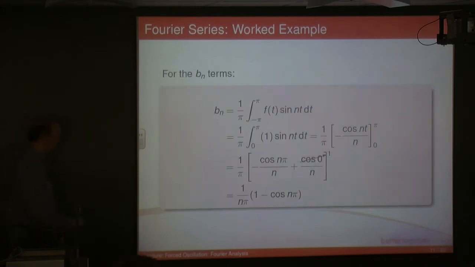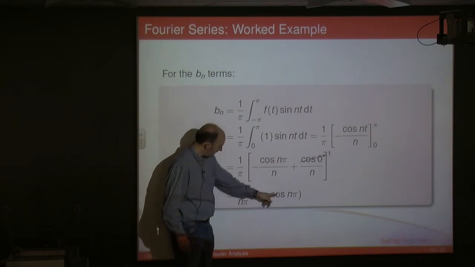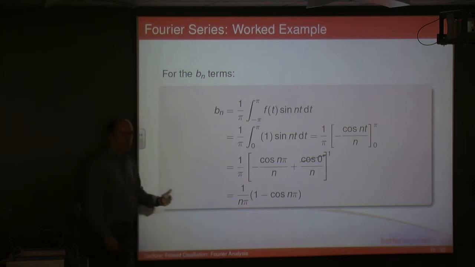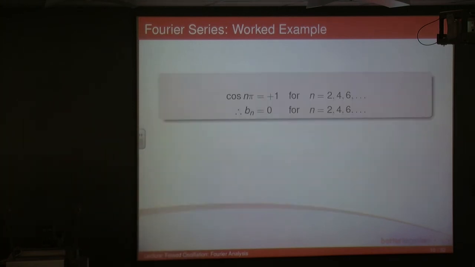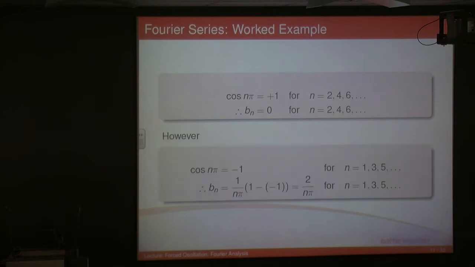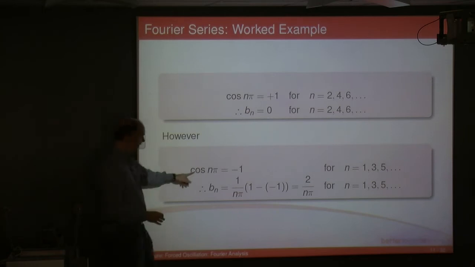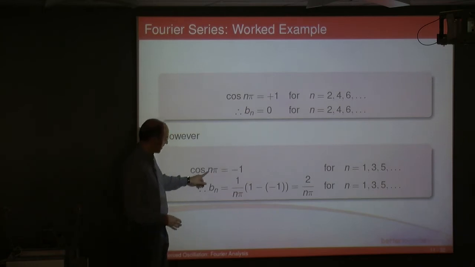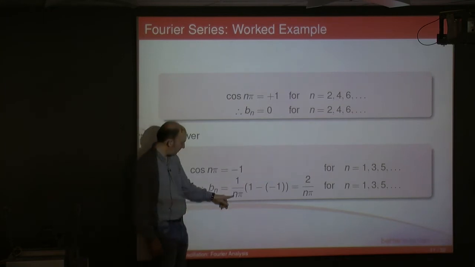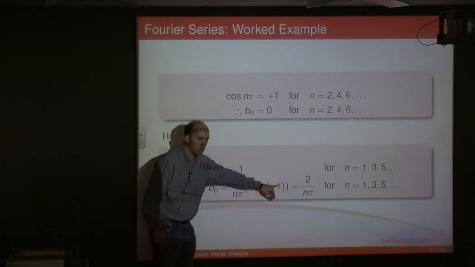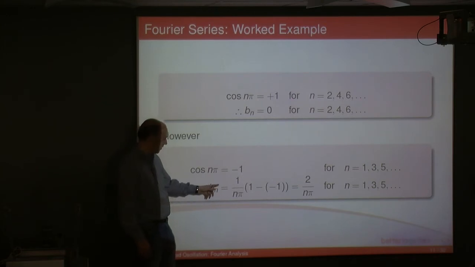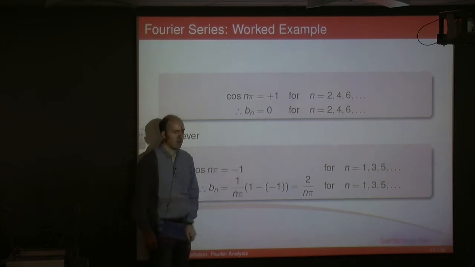Okay, if this is plus 1, for n even, then you have 1 minus 1, which is 0. So Bn must therefore be 0 for any even value of n. But if you've got an odd value for n, so 1, 3, 5, and so on, we know that cosine of 1 pi and cosine of 3 pi is actually minus 1. And so you have Bn is 1 upon n pi times 1 plus 1, so you end up with 2 upon n pi. And that's for odd values of n.